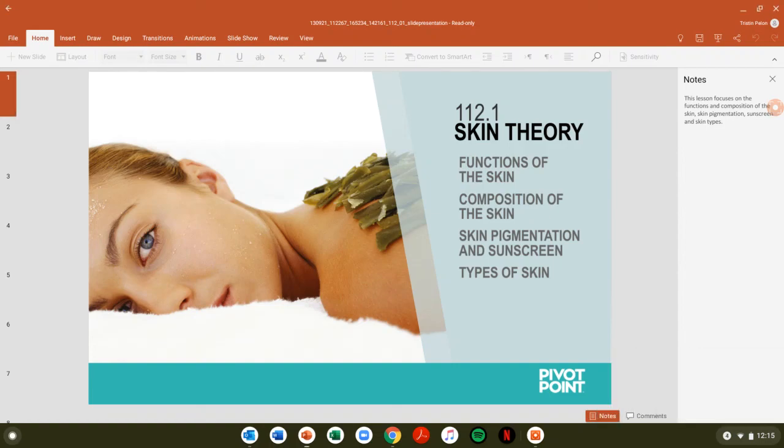Hi. Okay, so this is our 112.1 skin theory. This is going to describe the functions of the skin, composition of the skin, pigmentation, sunscreen, as well as the different types of skin.